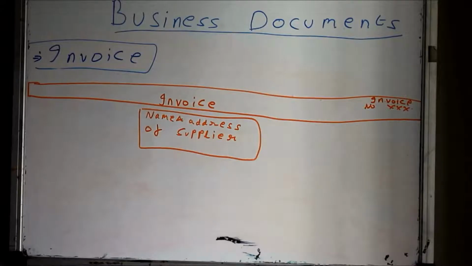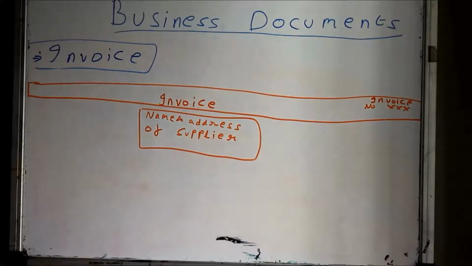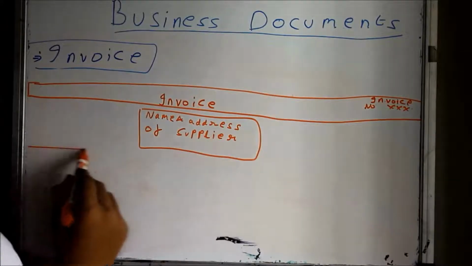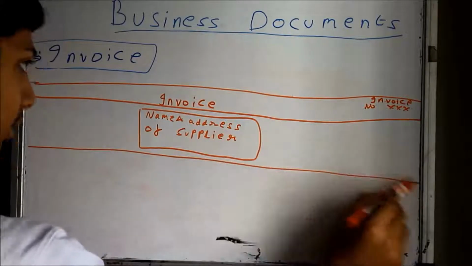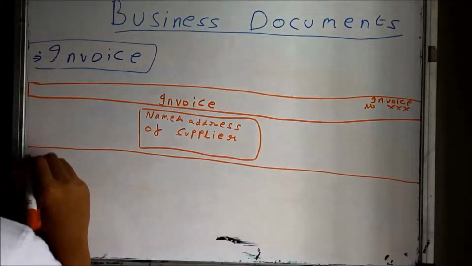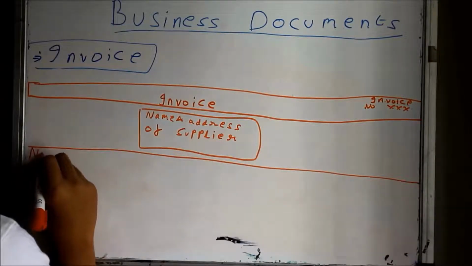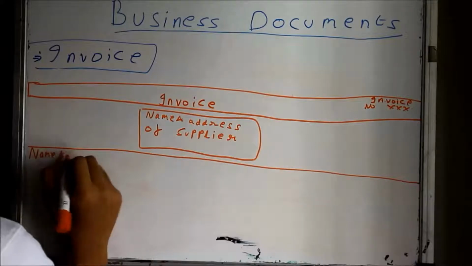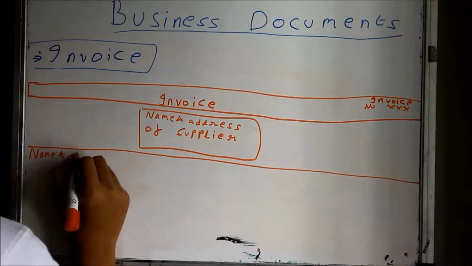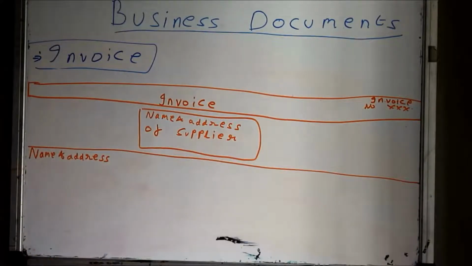The next thing in an invoice which is written is the name and address of the customer, which is again a line over here, and the name and address of the customer is written on the top, in the middle left corner. So name and address of the customer.